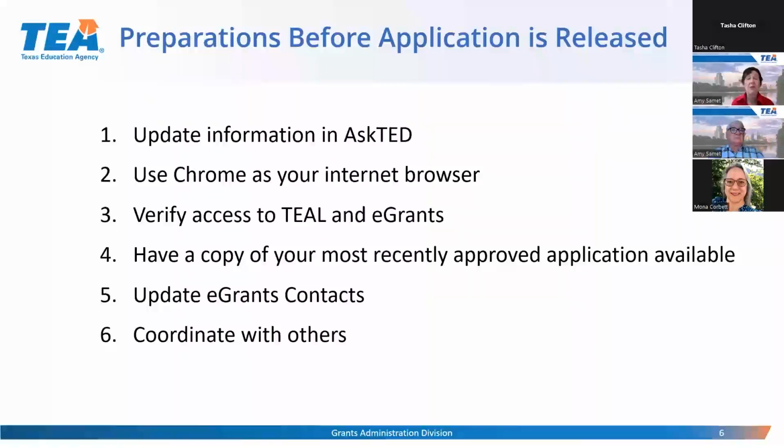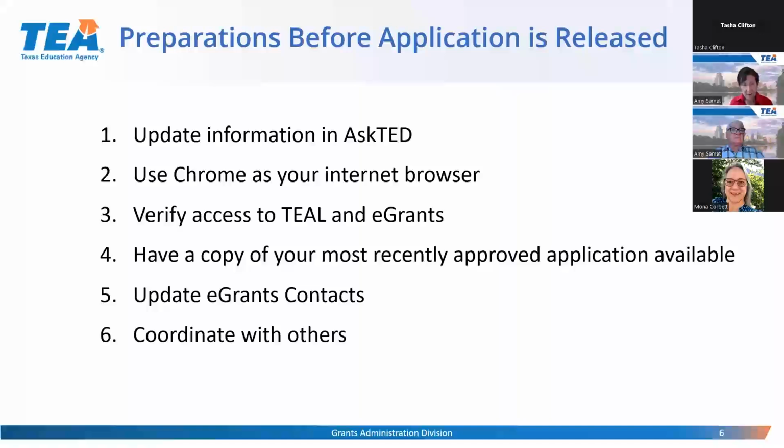You want to be sure that you're using Chrome as your internet browser. This is different than what we used to tell you. Use Chrome as your internet browser. You want to verify access to TEAL and to eGrants. This is another stumbling block we run into down the road, where a person who believes they are authorized to submit an application is not. So check that now. On everything we're going to share with you today, I'm going to say better sooner than later. Check it now so it doesn't become a problem closer to September 1 when the application is due.